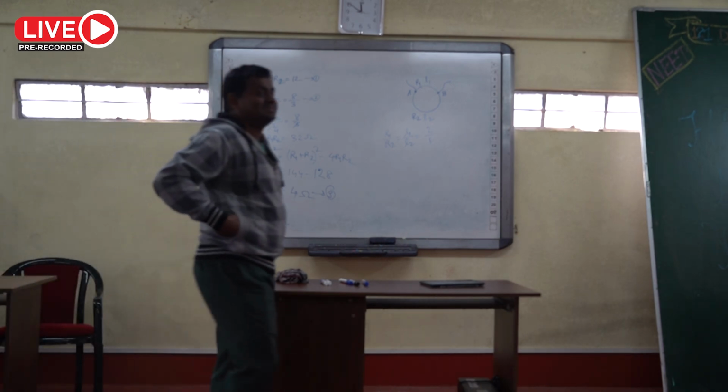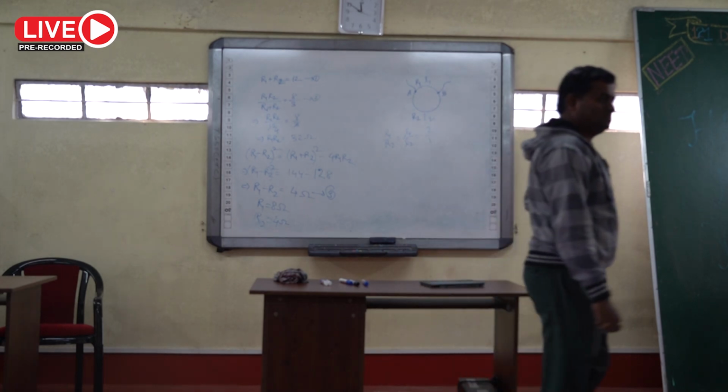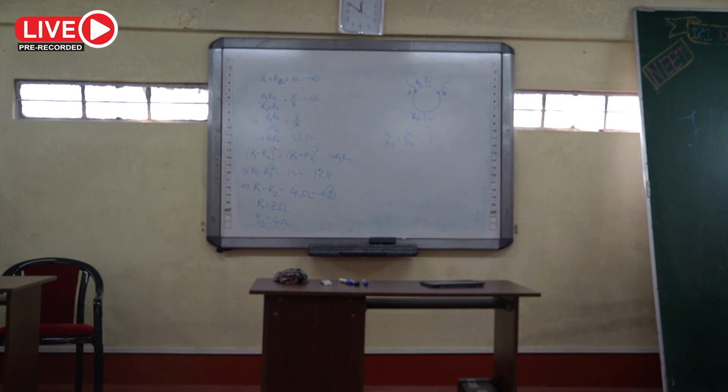Sir, I don't know that formula. You don't know that formula? Write down and calculate. Write down a plus b whole square. Write down minus a minus b whole square. And then calculate and tell me what is coming.